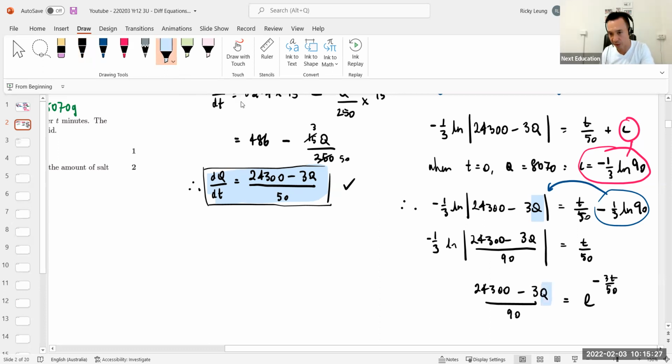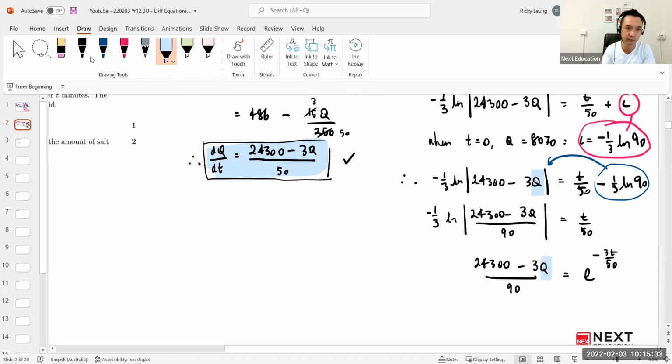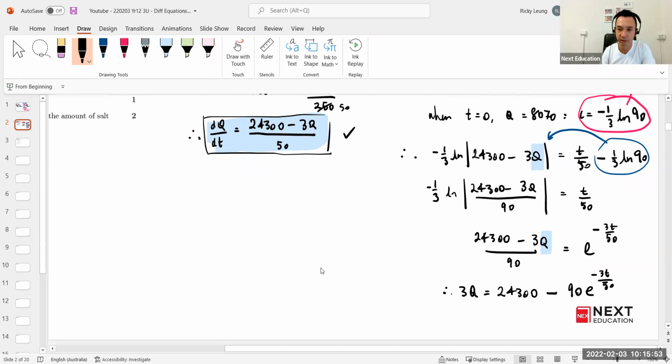I'm going to make q the subject: times 90, switch it around, divide by 3. Therefore, q equals, actually, let me do 3q equals. So times 90 up, switch it around. 3q equals 24300 minus 90e to the minus 3t on 50. Look at that. Just finished where my logo is. Divide by 3: 8100 minus 30e to the minus 3t on 50.